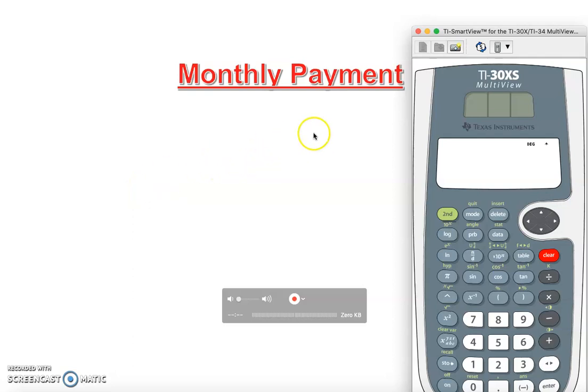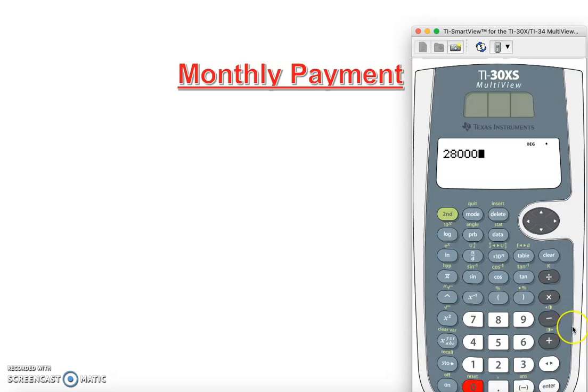Okay guys, let's talk about monthly payment. Let's assume you're buying a brand new car, which is not too expensive, maybe $28,000. Now you don't have the money, obviously, so you go to the dealer and the dealer says, oh, I have a 0% APR.